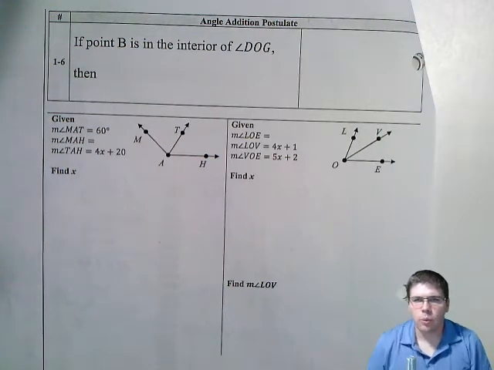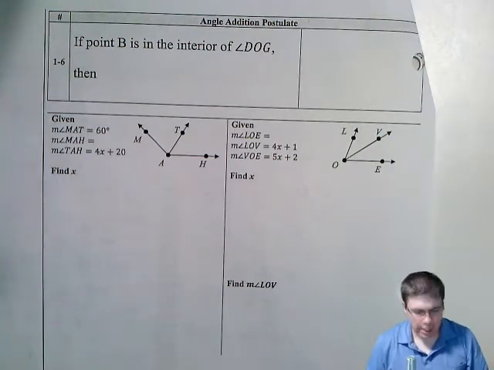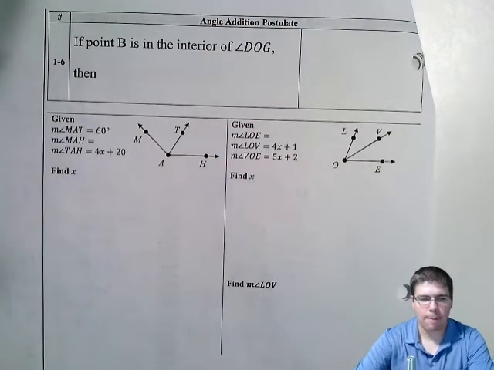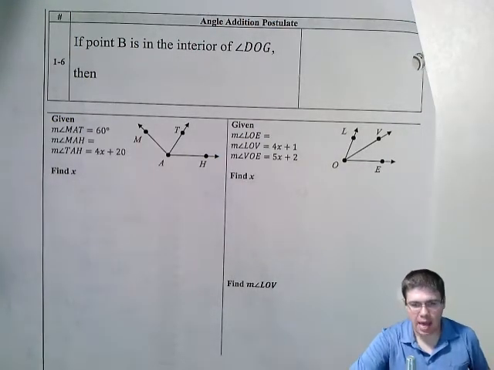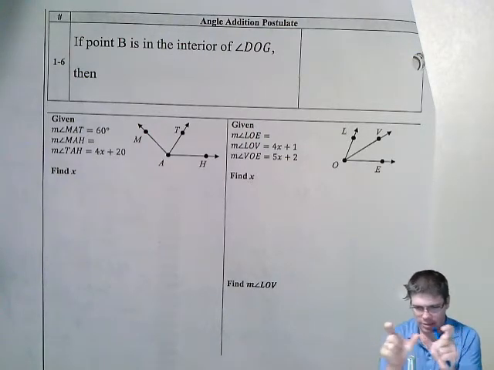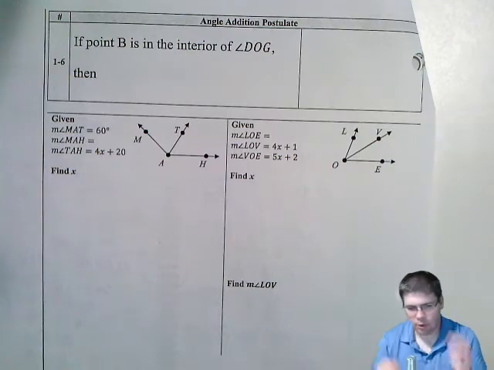All right, continuing 1.4 on the back. So we are now going into the angle addition postulate. The angle addition postulate is similar to the segment addition postulate. When you have segments connected, they add up to give you the full. Kind of the same thing with the angles. If the angles are connected, you add up to get the full.